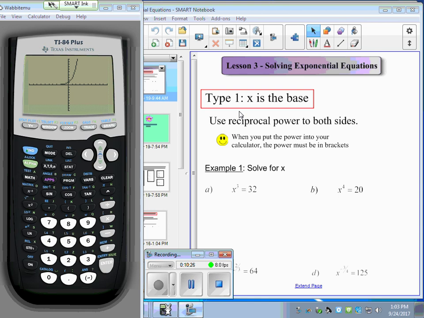The first type is where x is the base. So you notice in our examples, there's an x for the base in all of these. And we're going to use the reciprocal power on both sides. When you put the power into your calculator, the power must be in brackets. So we'll go through that on the calculator.